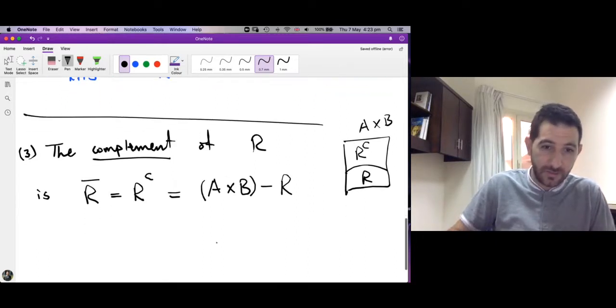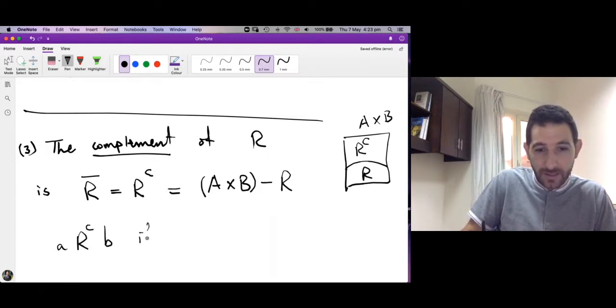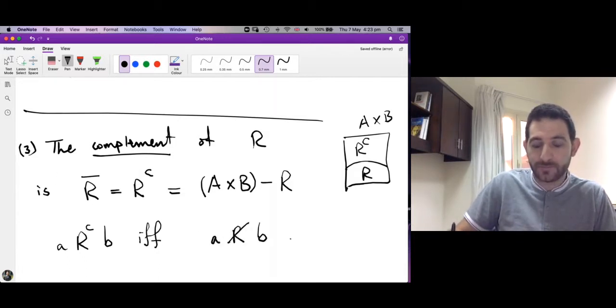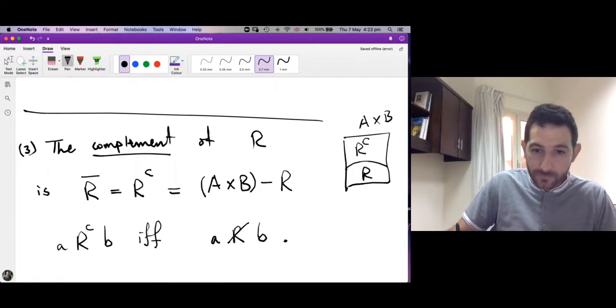So what does this mean? That an element A is related by R complement to an element B if and only if A is not related to B by R. Okay.